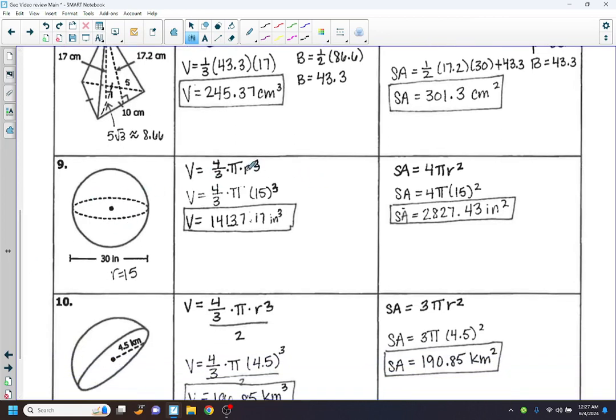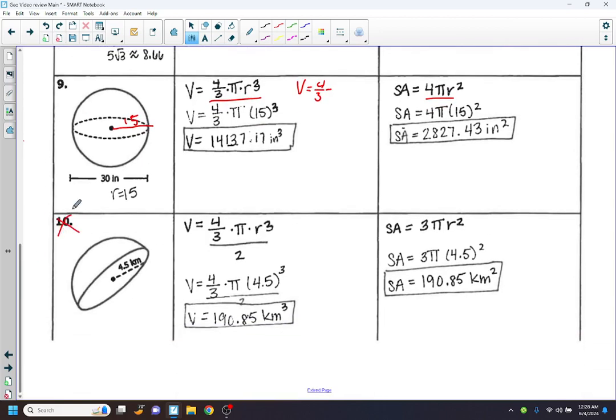Spheres are nice and easy, at least. The volume is 4/3 pi r cubed. It's already written here. So if this is 30, then this should be 15. 15 cubed is this. Over here, 4 pi r squared. So 4 times pi times 15 squared. That's just the formula for the surface area of a sphere. You don't have to worry about a hemisphere.